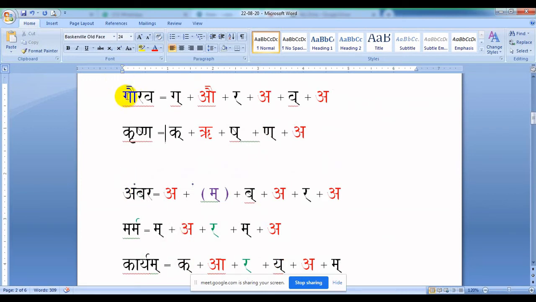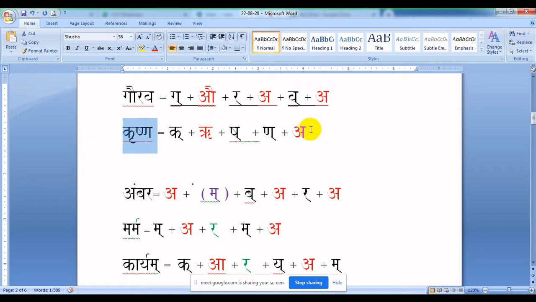Gaurava. See, Gaurava. First letter, Ga, consonant, G, and Au. So it will be Gau. Read. Gau, then Ra consonant plus A. Ra, Gau, Ra, and then Va consonant plus A. Va, Gaurava. Okay, please repeat. Gaurava. Fine. Next we have Krishna.